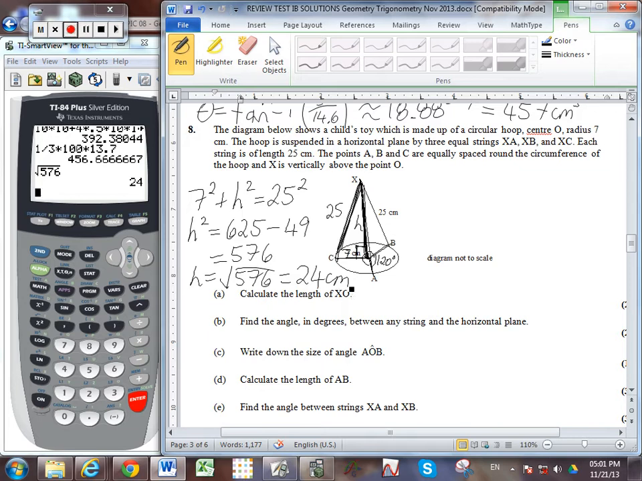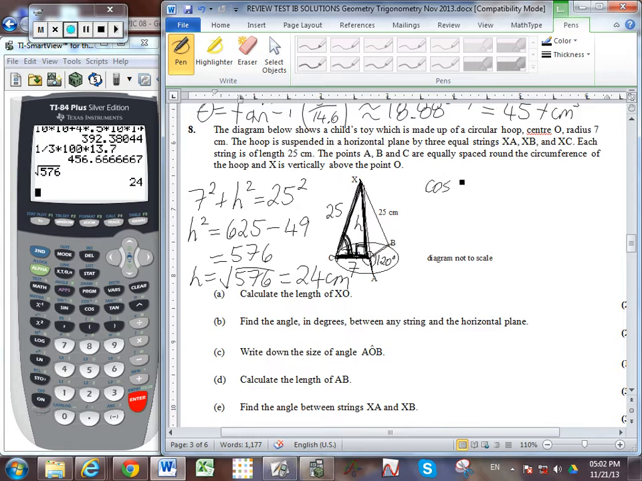Find the angle in degrees between any string and the horizontal plane. Okay, so really they're looking for that angle between any string, let's choose that one, and the horizontal plane. Well, this is going to be easy to find now. Well, I guess it would have been easy to find before as well, because it was a right triangle. So relative to the angle we are trying to find, this 7, that is a known side, is the adjacent side. And the 25 is the hypotenuse, and that is the cosine ratio.